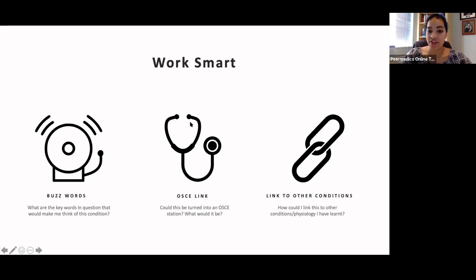And then linking it to other conditions. Particularly in the eye, there's quite a lot of links between things, and often one condition can cause the next. So being aware of that and understanding the progression, I think is really important too.